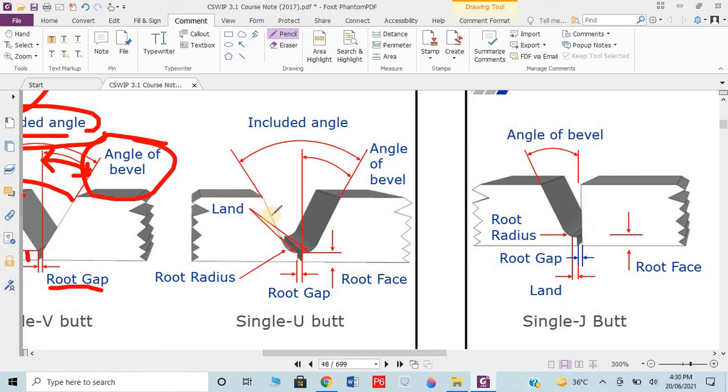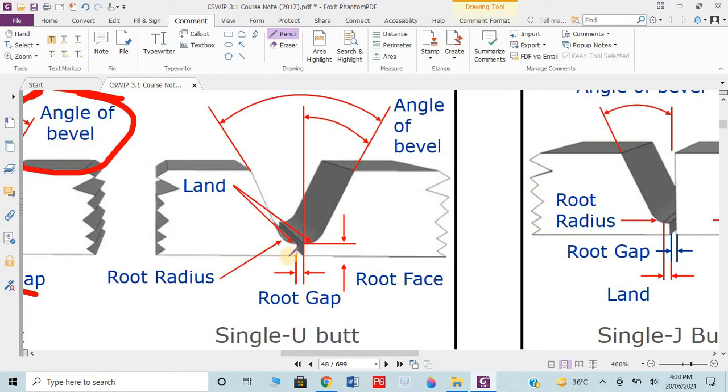Now we have the single U butt weld. You can see this is completely U, meaning double J is now known as U. You can see the same root gap and root face here. Now see, in the J we normally have a curve, right? The joint is like this. If I make it here like this, now this will be the root gap, and this will be the root face until here.